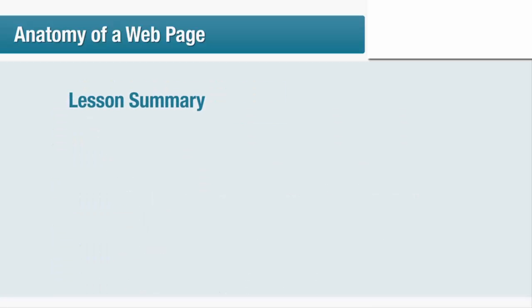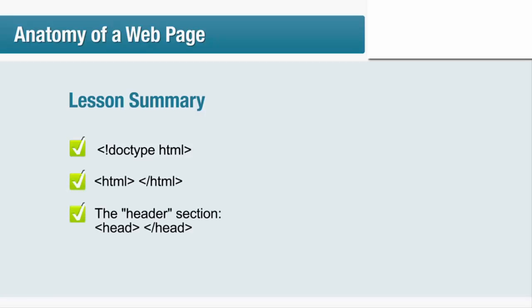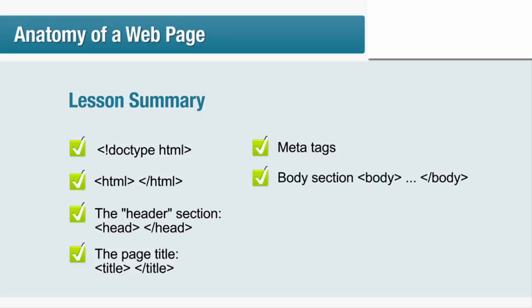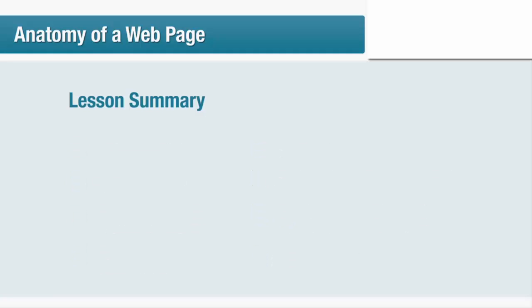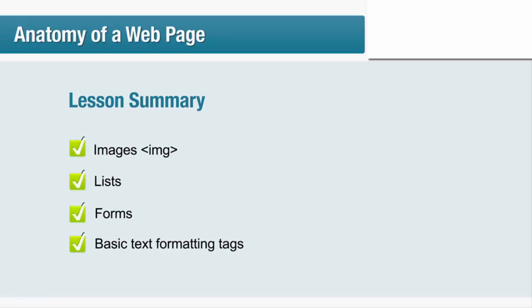And time for today's lesson summary. In this lesson, we've taken a look at the basic anatomy of a web page and how each section makes up different parts of a web page. The areas we looked at included the doc type HTML, opening and closing HTML, the header section or head section, the page title, title tags, meta tags, the body section, the heading tags H1, H2 and H3, etc., all the way down to H6, links, images, lists, forms, and basic text formatting tags.